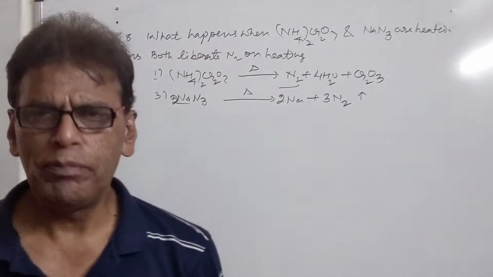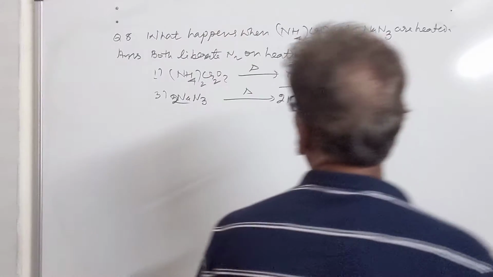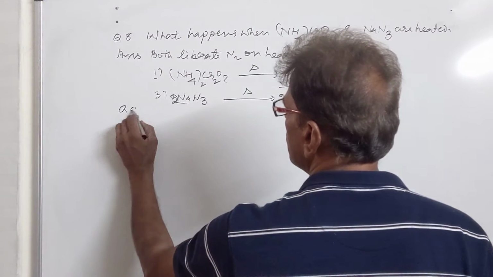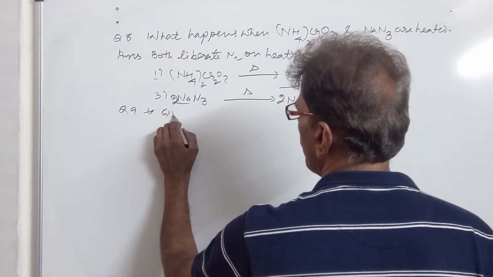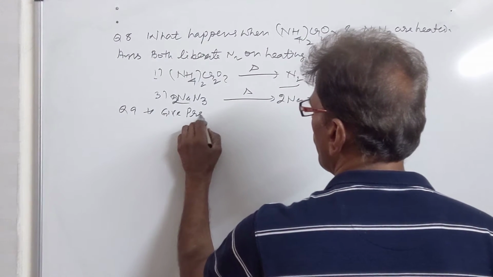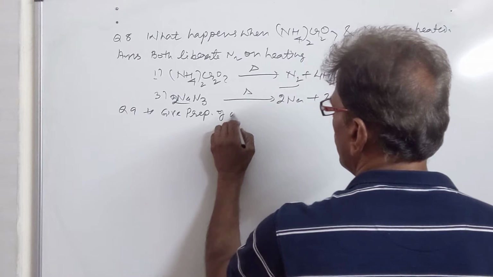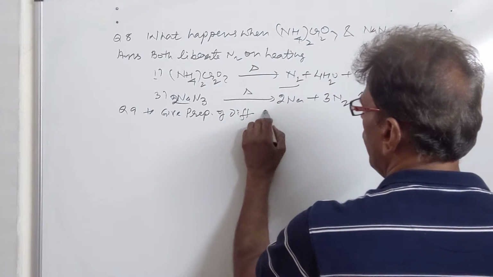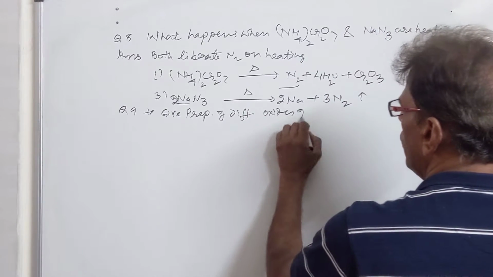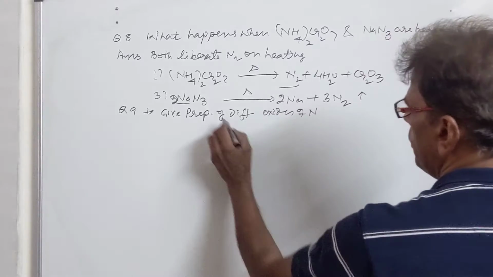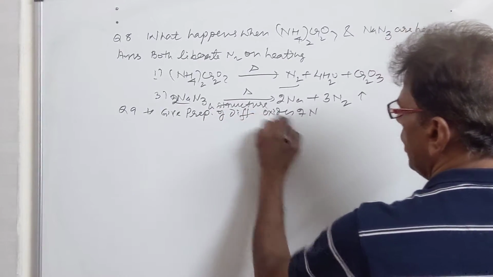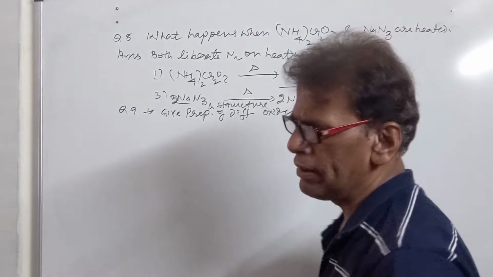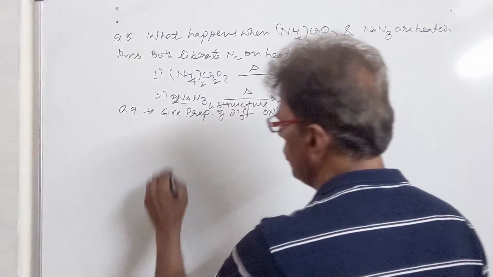Now give the preparations of oxides of nitrogen. Different oxides of nitrogen preparation as well as structure also. So give the preparation as well as structure of different oxides of nitrogen.